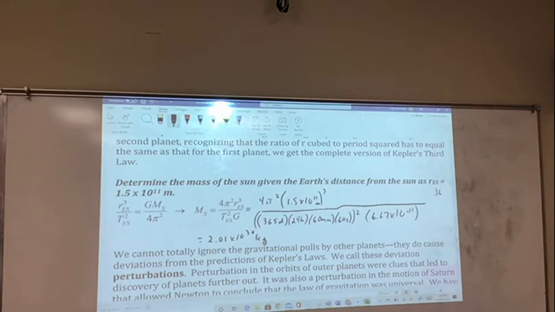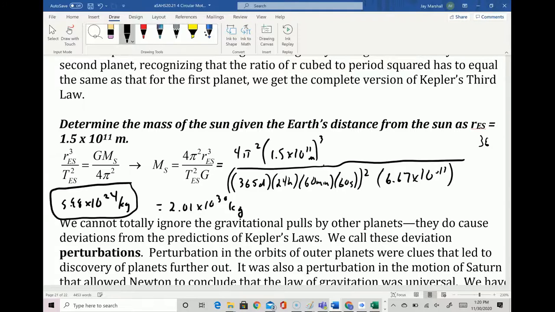Remembering that the Earth is 5.98 times 10 to the 24th kilograms. 1.9891 times 10 to the 30th. Okay, pretty dang close, huh? Okay, look how much bigger the sun is than the Earth. It's like 1,000,000 times bigger than the Earth.